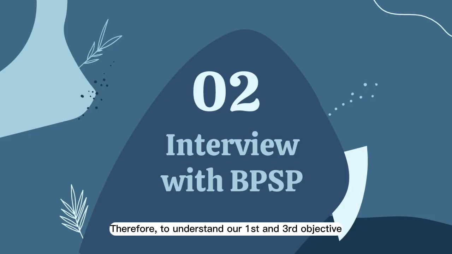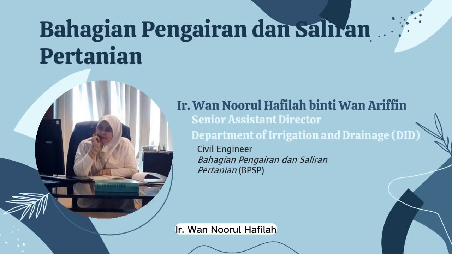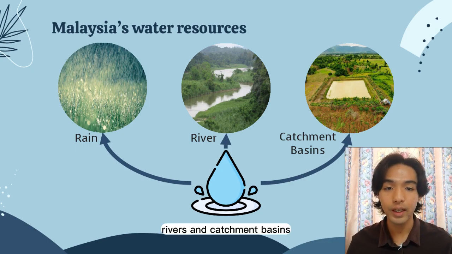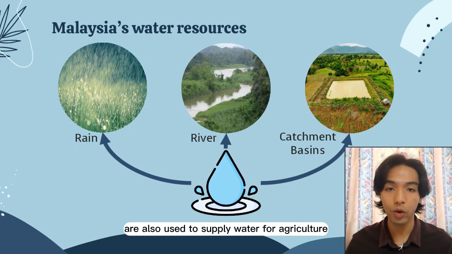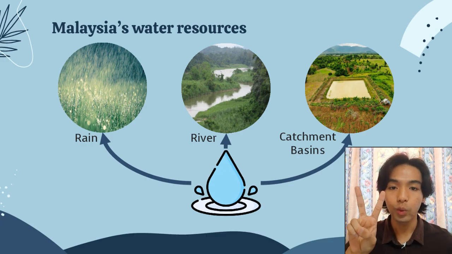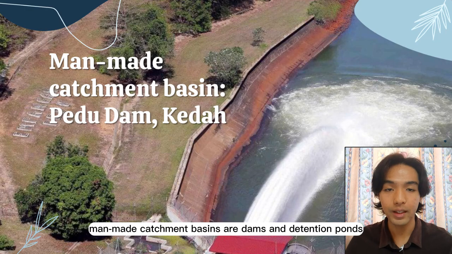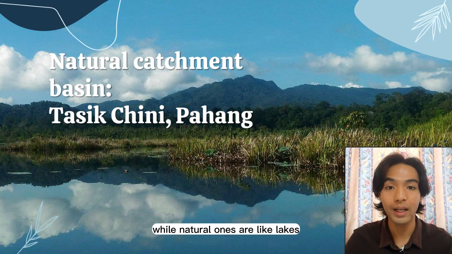Therefore, to understand our first and third objectives, we went to Bahagian Pengairan dan Saliran Pertanian (BPSP) to interview their Senior Assistant Director, Engineer Wan Noorul Hafilah. Here is what we got from the interview. In Malaysia, water resources for agriculture are obtained from rain as the main source. Rivers and catchment basins are also used to supply water for agriculture. Catchment basins can be categorized into two, which are man-made and natural ones. Man-made catchment basins are dams and detention ponds, while natural ones are like lakes.